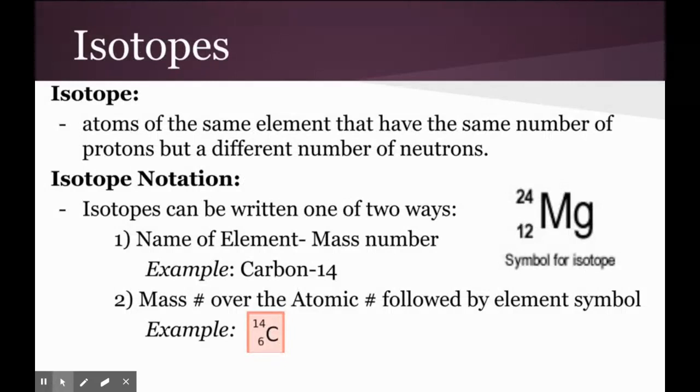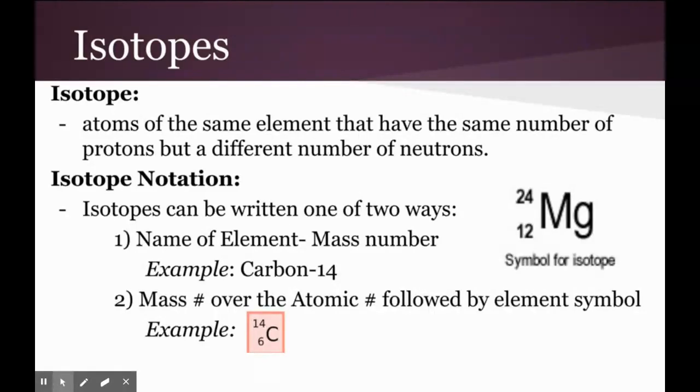So now let's talk about isotopes. Isotopes are atoms of the same element that have the same number of protons, but they'll have a different number of neutrons. So for example, an atom of magnesium will always have 12 protons, but it could have either 12 or 13 neutrons.